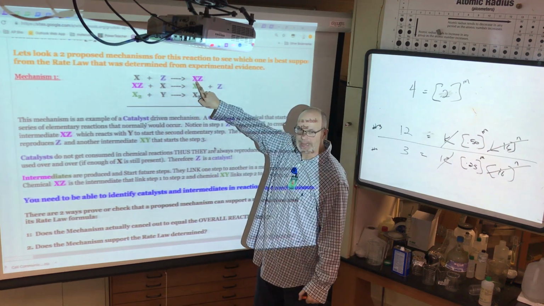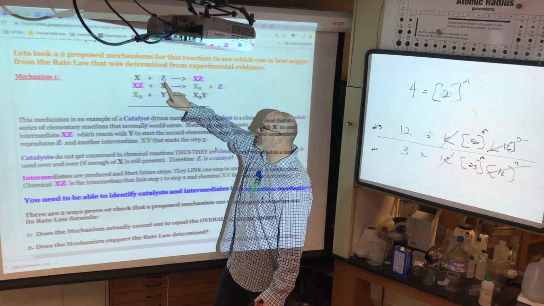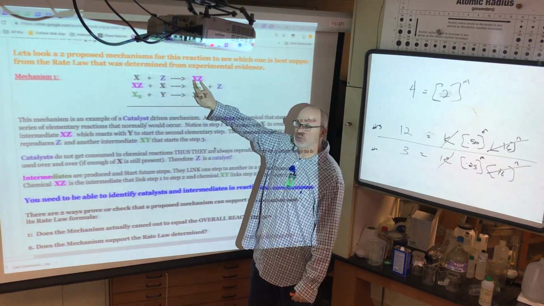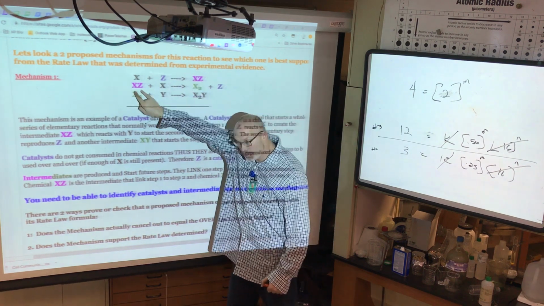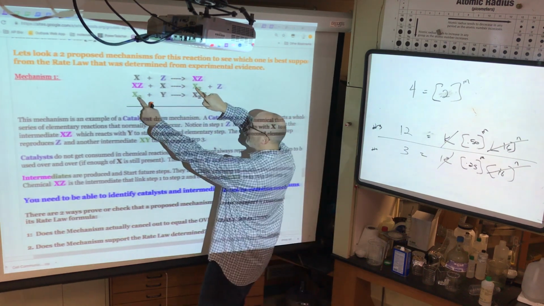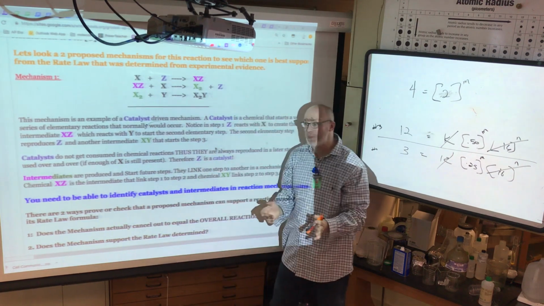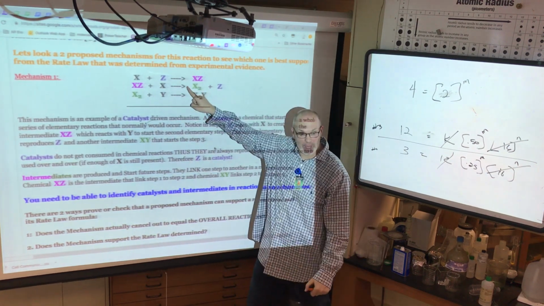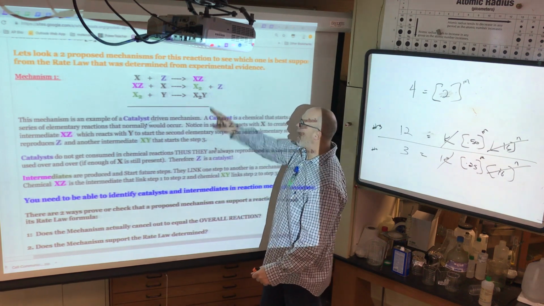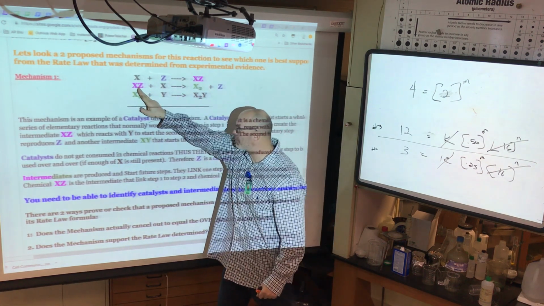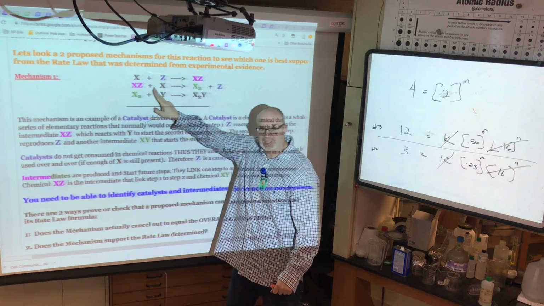This is called an intermediate. This plus a chemical made an intermediate. Intermediates are extremely reactive. We can't really measure them because as soon as they're made, boom, they react. So these guys are intermediates. What's special about intermediates, they link one step to another, okay? And so it's important to realize that I produce something, and that something is creating the second step.